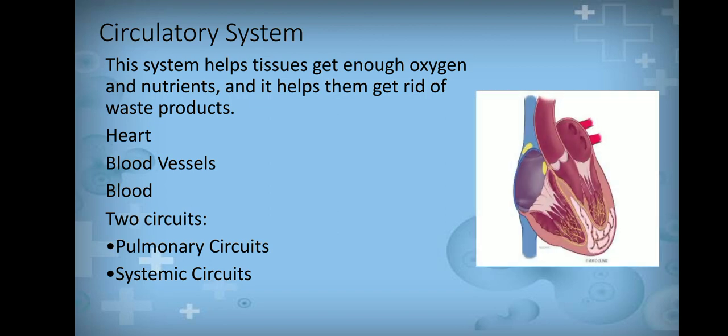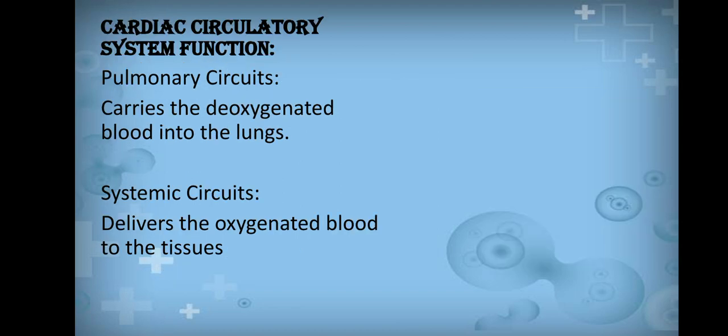The circulatory system helps tissues get enough oxygen and nutrients, and it helps them get rid of waste products. The circulatory system functions by providing the tissues of the body with oxygen and nutrients, which are transported in the blood.